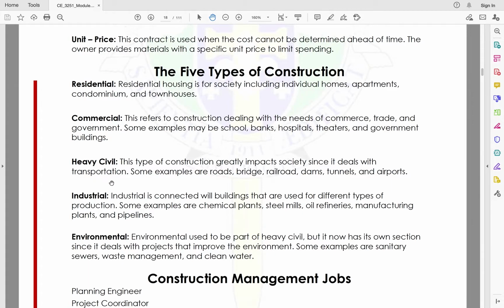So heavy civil, the type of construction greatly impacts society since it deals with transportation. When we say civil, it deals with transportation. So you have roads, bridges, railroads, dams, tunnels, airports. Bakit kasama yung dams? So dams, tunnels, okay? So transportation ng water transportation, okay? So anything that deals with transportation, okay?